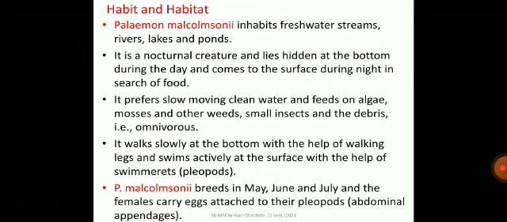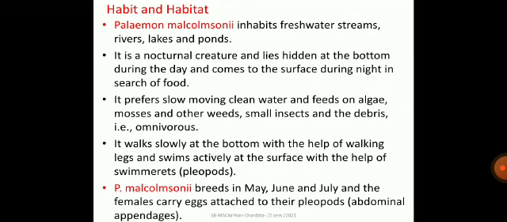Next, let us study about the habit and habitat of Palemon malcolmsoni. I have already mentioned that these are all freshwater forms. They inhabit freshwater streams, rivers, lakes and ponds. Most of them are nocturnal creatures and lie hidden at the bottom during the day and come to the surface during night in search of food.